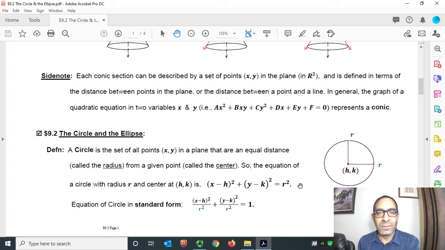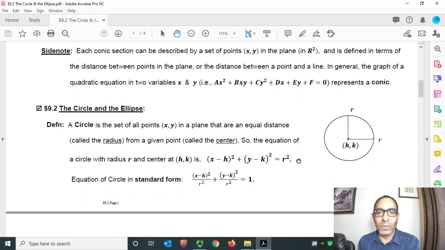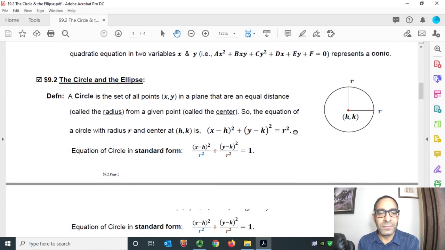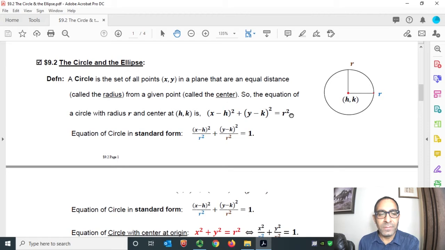So now let's begin section 9.2, the circle and the ellipse. First, the definition of circle. A circle is the set of all points in a plane that are an equal distance, called the radius of the circle, from a given point. The point is called the center. So here, center is, let's say, (h, k), and the equal distance of this graph from the center is r.